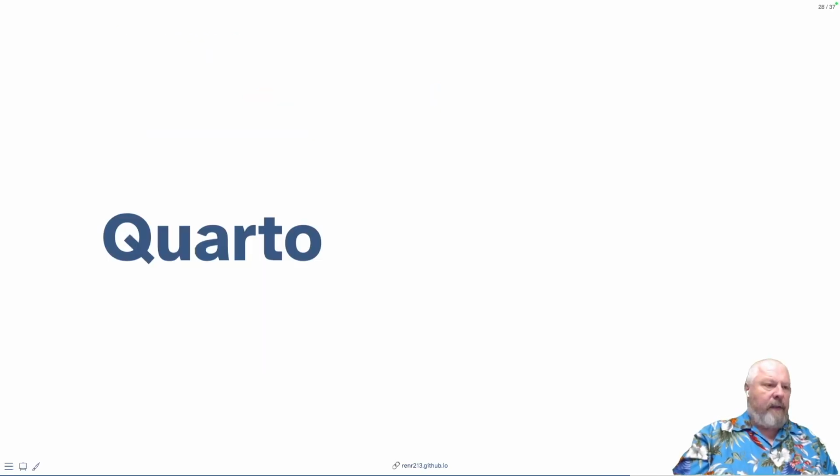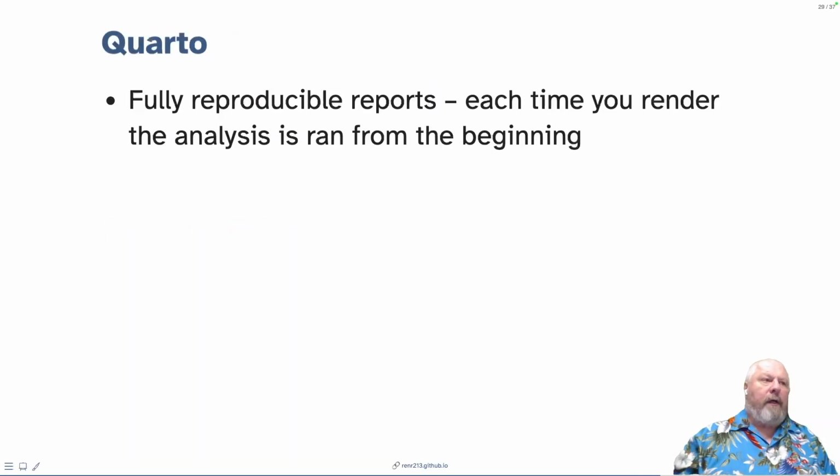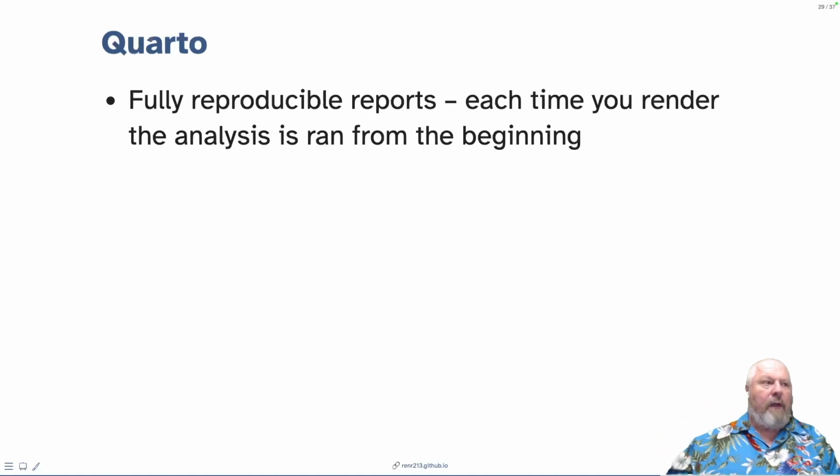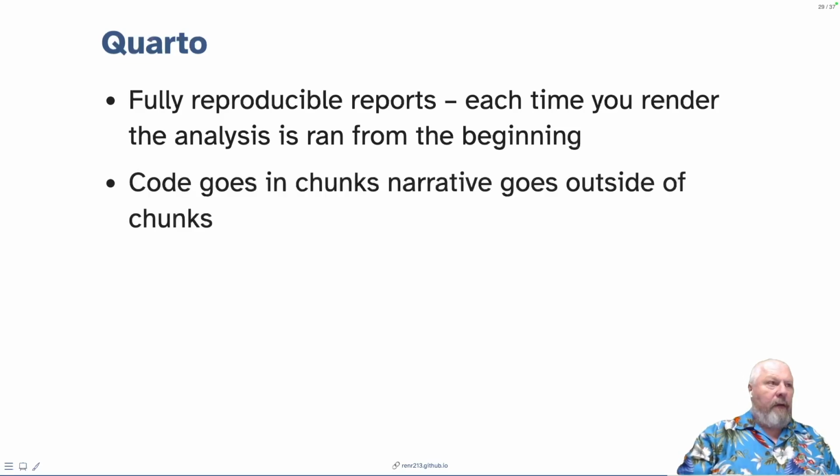Let's talk a little bit about Quarto. Quarto is a piece of software that will allow a user to develop fully reproducible reports. Each time you render the analysis, it is run from the beginning. So, the idea of scripting. The way Quarto is organized is you put computer code in something called chunks, and the narrative or the story goes outside of the chunks, and we'll see an example of that.